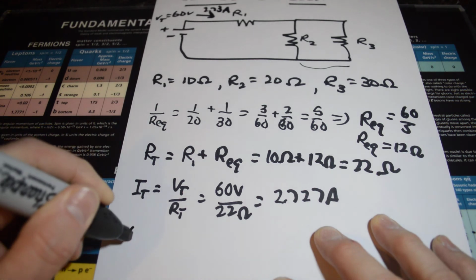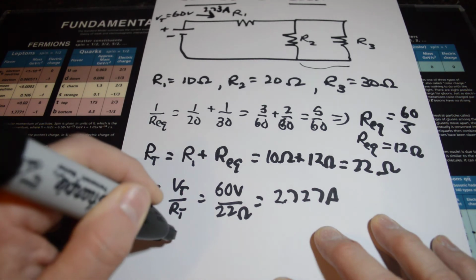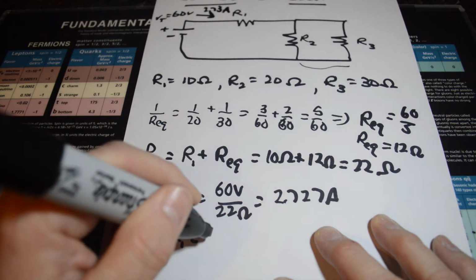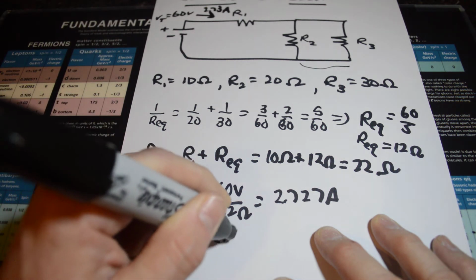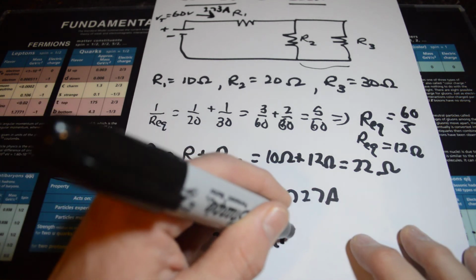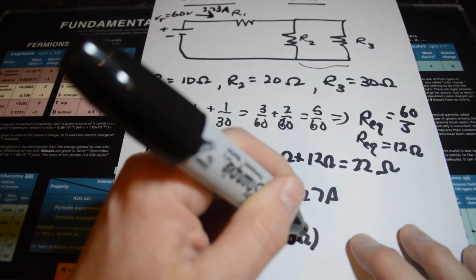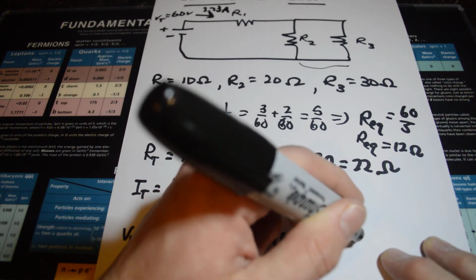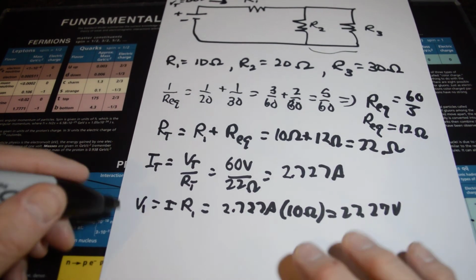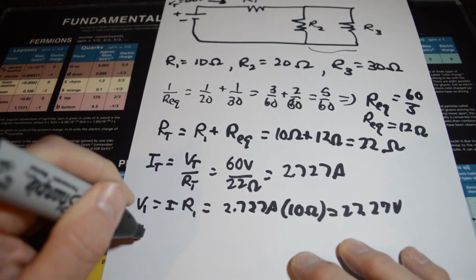How much voltage then would be here versus anywhere else? The voltage in the first resistor is just the current times the resistance. That first resistor sees the total, so you could take the 2.727 amps and multiply by 10 ohms, and sure enough that would give you 27.27 volts.